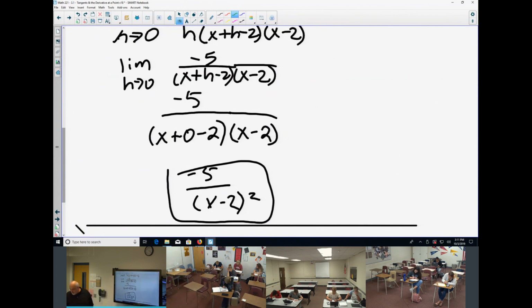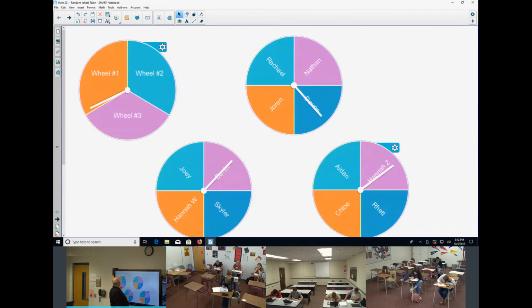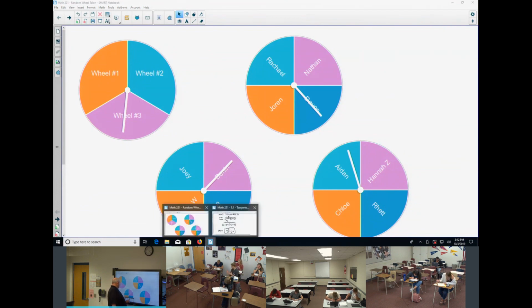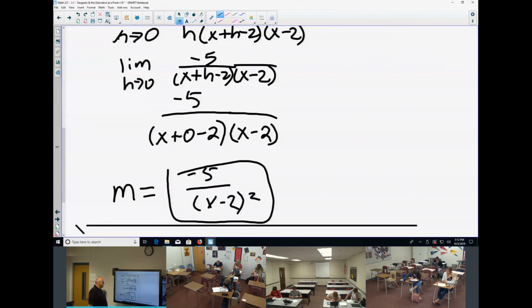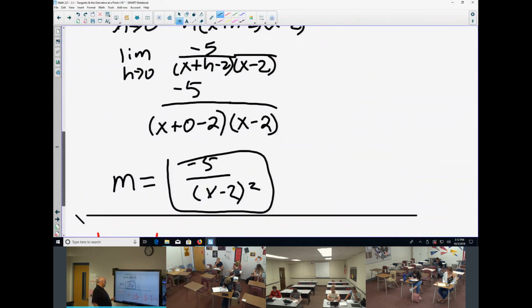All right, so then part B says, so this is the slope at any point. So m equals that. That's the slope at any point. So part B says, what is the slope at x equals 1? All right, so Aiden, what's the slope at x equals 1? Negative 5. Okay.